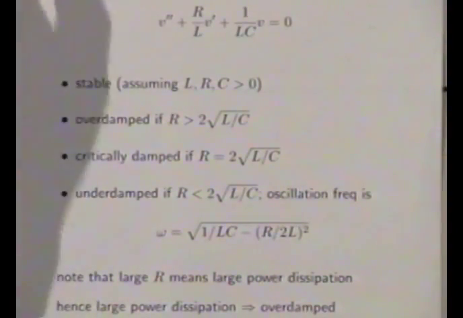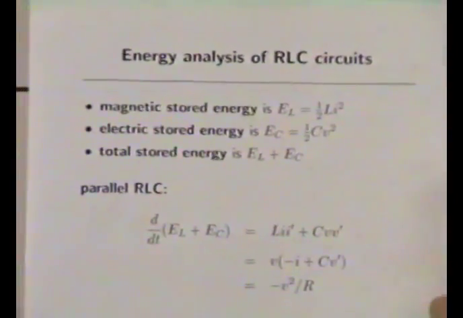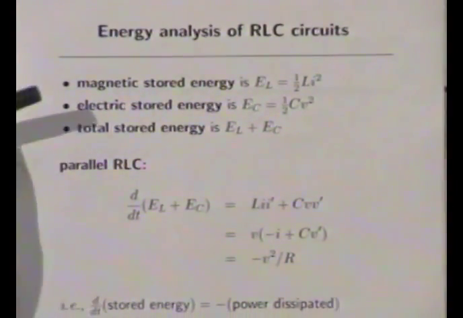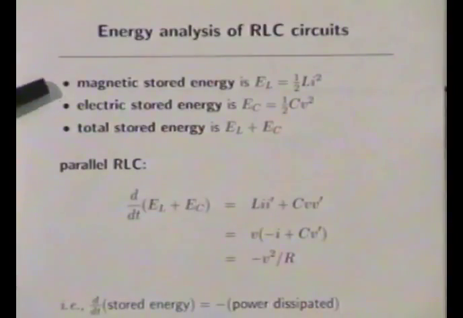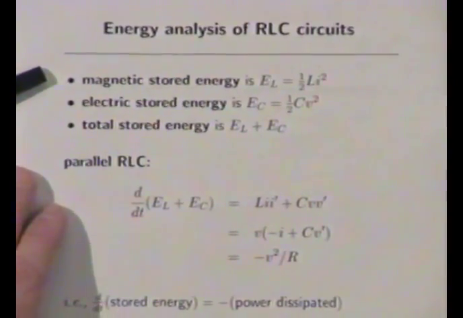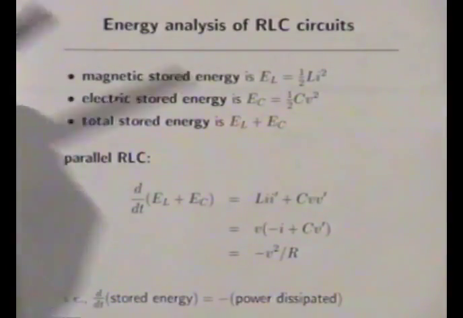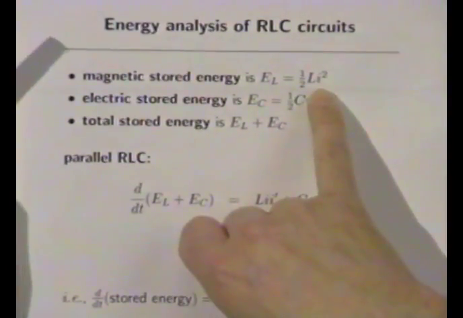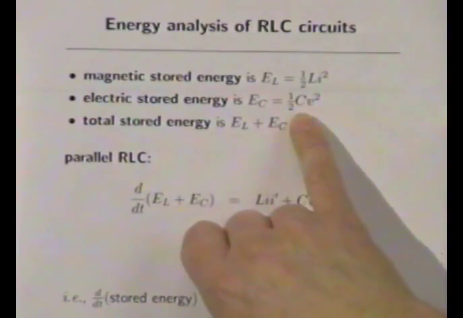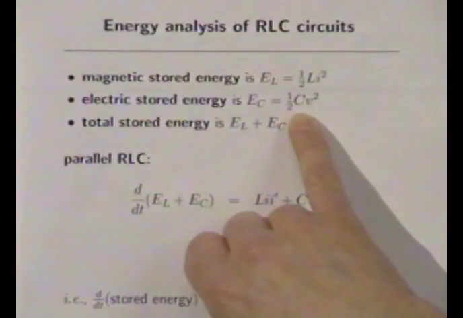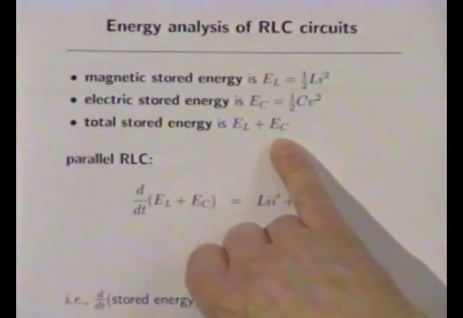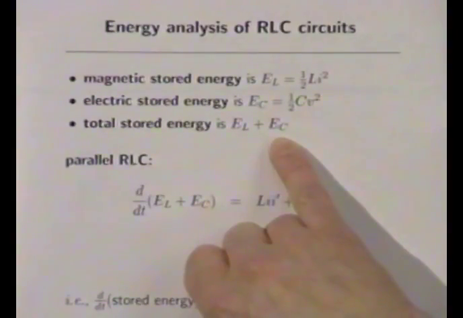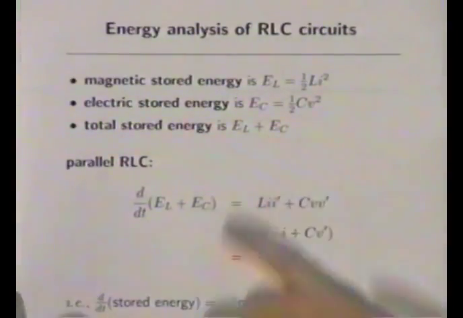And then finally, we can give an energy analysis for these circuits. And that's actually a good way to think about that. So here in either of these two circuits, the magnetic stored energy at any time is 1/2 L i squared, where i is the current through the inductor. The electric stored energy is in fact 1/2 C V squared. Okay? The total stored energy is the sum of the two. That's the total energy stored in magnetic and electric fields.